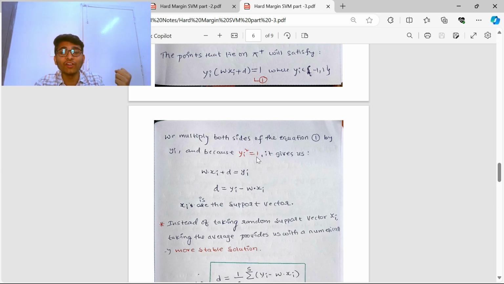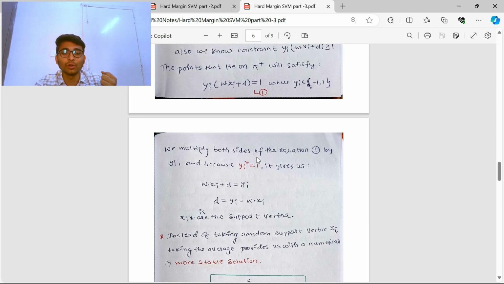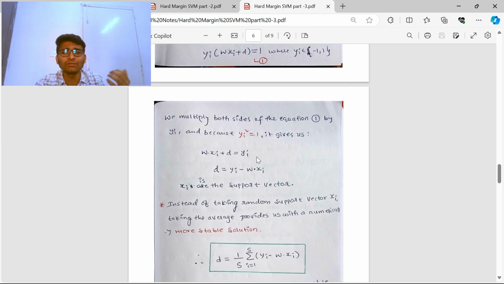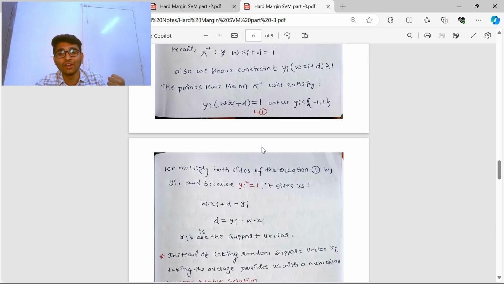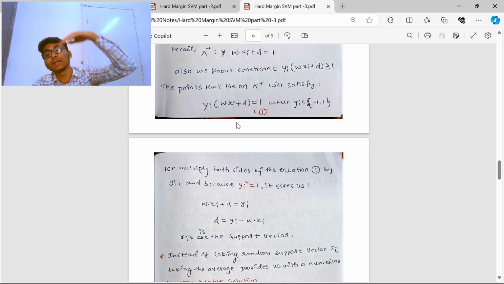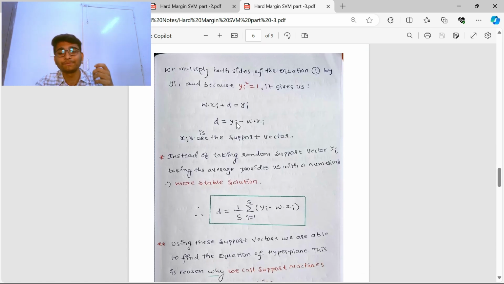Now we multiply yi on both sides, because yi values are 1 or minus 1, so yi squared will be 1. So we get W dot xi plus d equal to yi, and d is equal to yi minus W dot xi. What is this xi? This xi is the support vector. Why am I saying it is a support vector? Because this equation is satisfied only by the support vectors, right? If it is not a support vector, it will be greater than 1, or less than 1, right?